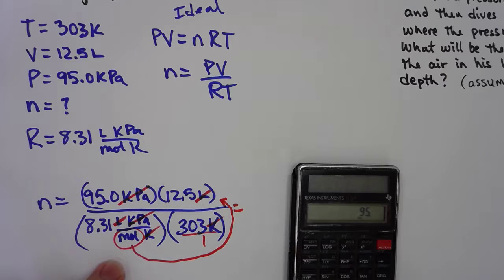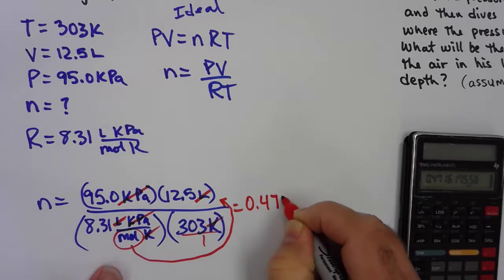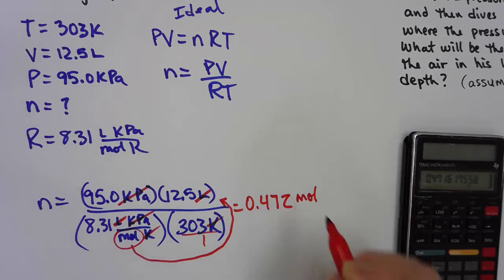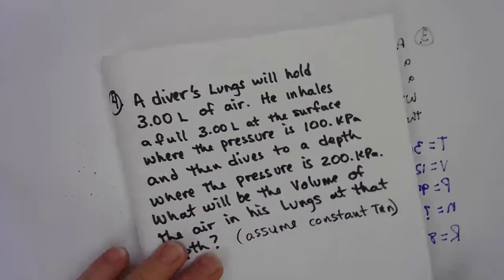95 times 12.5 divided by 8.31 divided by 303, 0.4716. Look, I got 3, I got 3, I got 3, I got 3. I need 3 digits in my answer. 0.472. Okay, we got one more problem, and we'll be done.